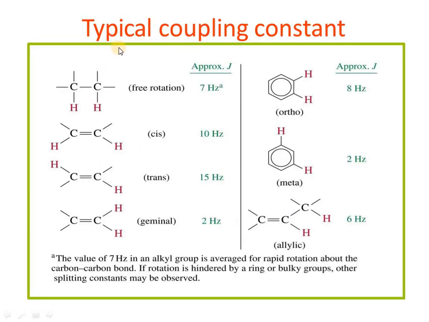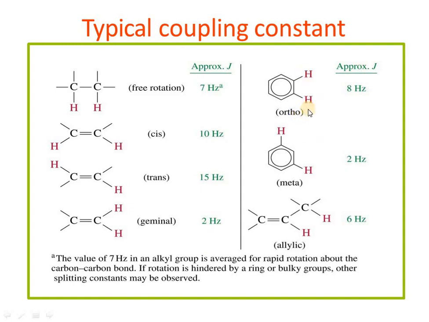There are some typical coupling constants. If there is free rotation, these vicinal hydrogens have a coupling constant of around 7 Hertz, and for hydrogens which are cis to each other, it is around 10 Hertz. For trans hydrogens it is around 15 Hertz, and for geminal hydrogens it is around 2 Hertz. So by knowing the coupling constant, we can easily judge whether they are cis, trans, vicinal, or geminal hydrogens.